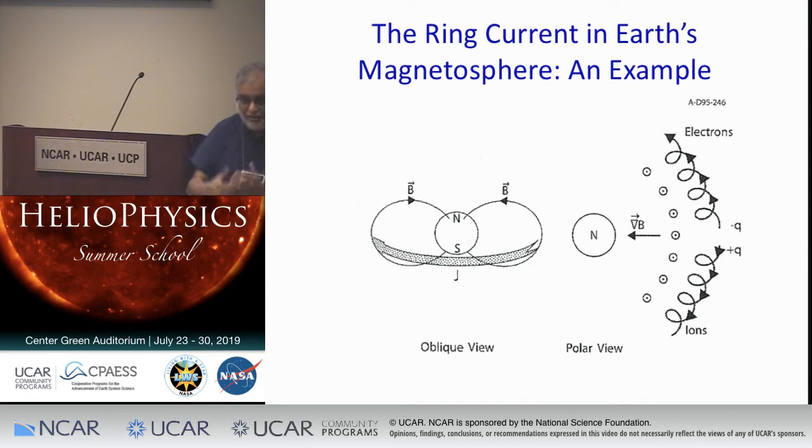Now obviously the plasma in the ring current changes the current and the back and forth. And so that's an active area of inquiry. But this actually concludes my discussion of the simple drifts, the single particle drifts that we have.